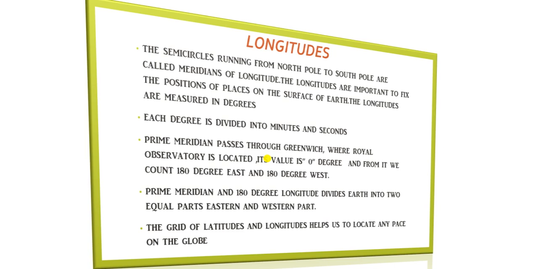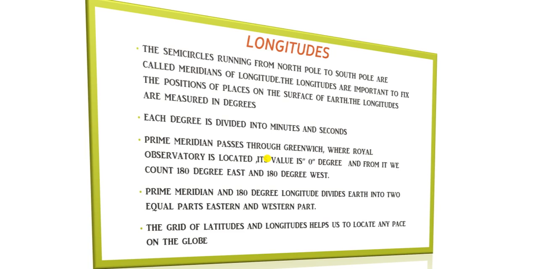The semicircles running from North Pole to South Pole are called meridians of longitude. As I said, longitudes again are angles which are drawn from the center. When those angles are joined between North Pole and South Pole along the equator line, then we get semicircles which join North Pole and South Pole. Those are called meridians of longitude. Longitudes are important to fix the positions of places on the surface of Earth. The longitudes are measured in degrees.